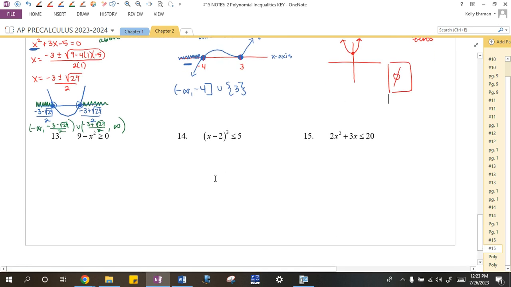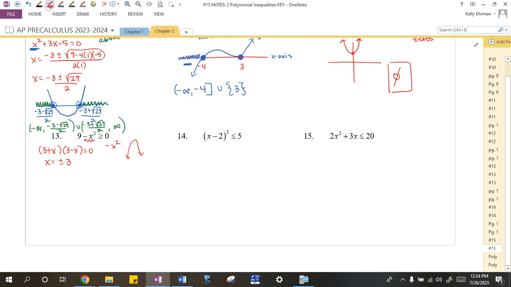Okay, what about 9 minus x squared greater than or equal to 0? So this one I can factor. (3 plus x)(3 minus x) equals 0. x equals plus or minus 3. This one's quadratic. A negative x squared means when I sketch the graph, I'm going to be doing a parabola that opens down.